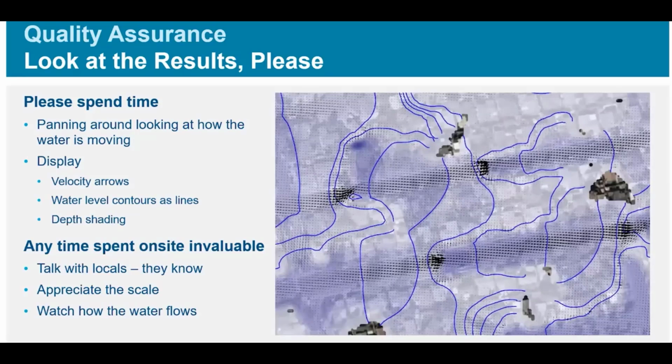And so when I say look at your results, here's a nice little example. Here are some results from a model simulation. The blue lines are water level contours, the arrows are the velocity. It's in an urban environment, and we're getting these high velocities at different sections of the road, which to me just doesn't look right, unless there's a speed bump there or something to cause that high velocity.